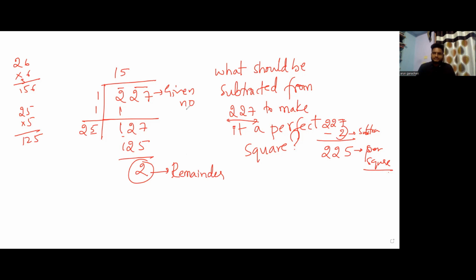Understanding this question? The question was what should be subtracted. We'll follow the division method. Whatever is the remainder, that will be the answer. Getting this? Yes, sir. Okay, copy this. Then I'll slightly modify this question so that we'll get to one more problem.